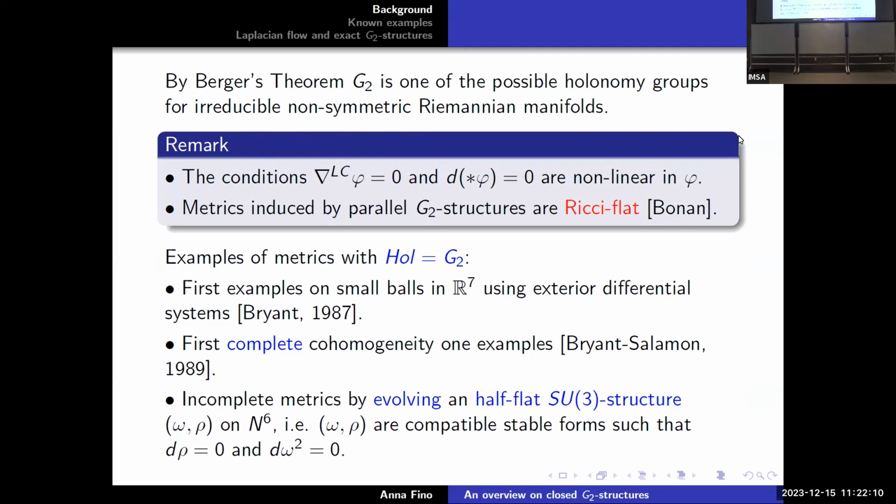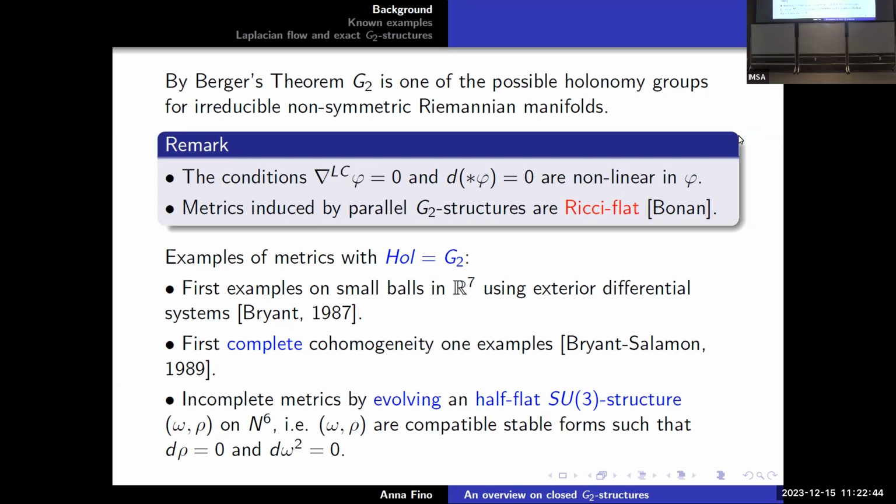And one thing that's important to remark is that the condition for the closure of phi is linear, but if you look at the condition for the co-closure, this is a non-linear condition for the parallel condition with respect to phi. And another important thing is that the metric associated to a parallel G2 structure is Ricci flat. That's what is shown by Bonan.